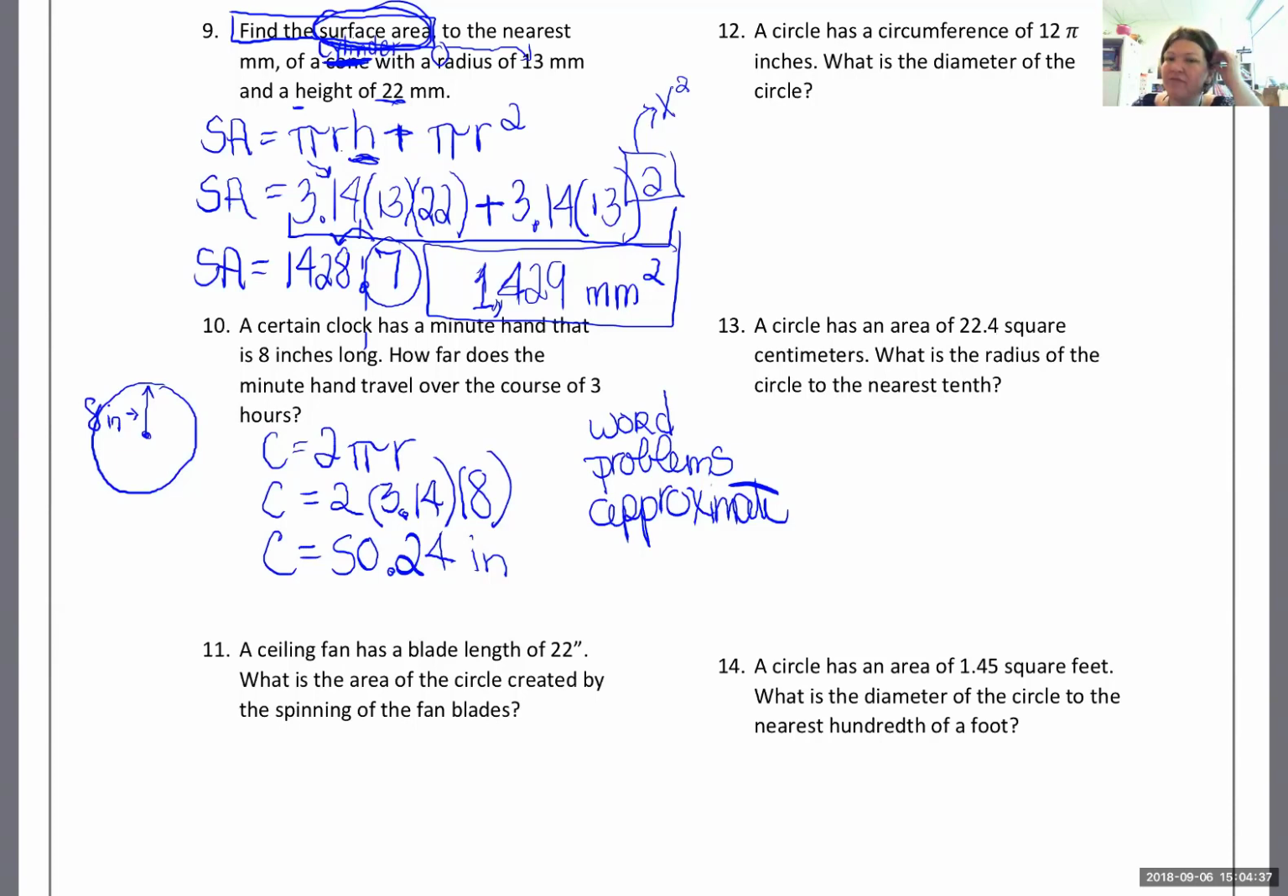I am a very good mathematician, but I am a flaky woman. This is exactly the kind of thing that trips me up, because I'll get so excited I found the circumference and I'll forget to realize that I went around that circle 3 times. And again, I'm doing this because I went 3 times around the circle in 3 hours.